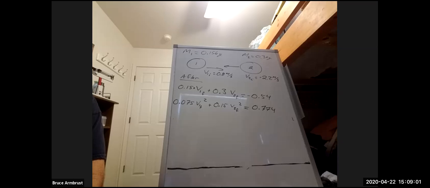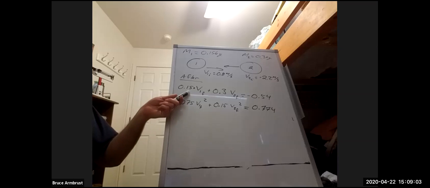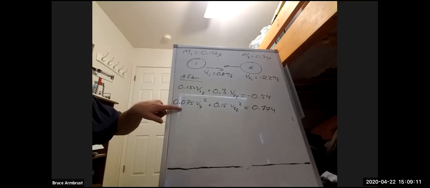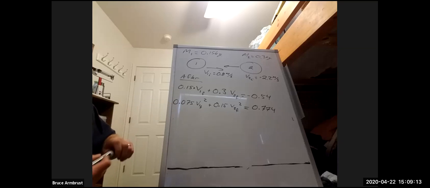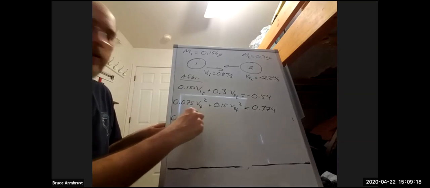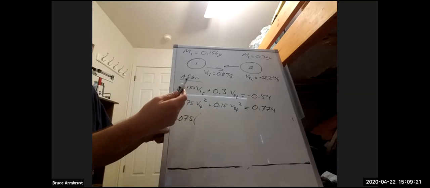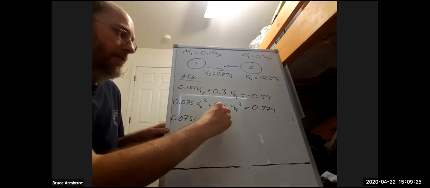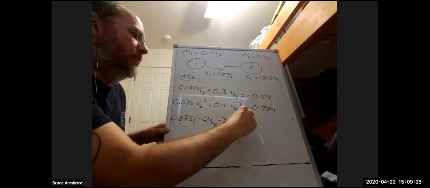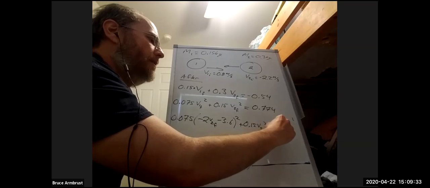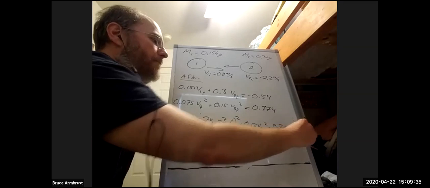So now what we need to do is basically solve the first equation for one of them, plug it into the second. I went ahead and solved the first one for V1 and put it in here. And so what that formula ends up looking like, you get 0.075 times (-2 V2 final minus 3.6) squared plus 0.15 V2 final squared equals 0.774.